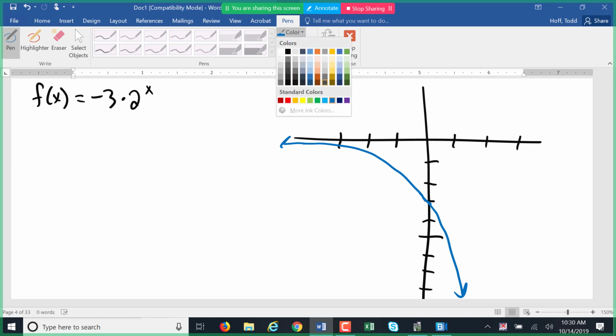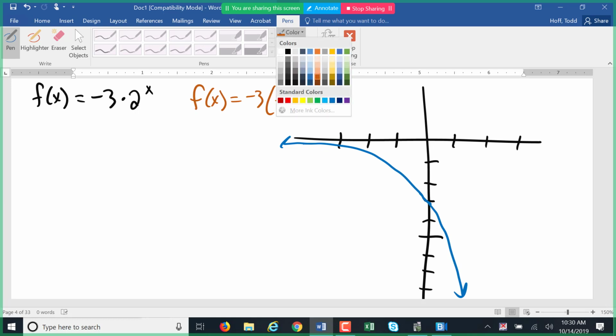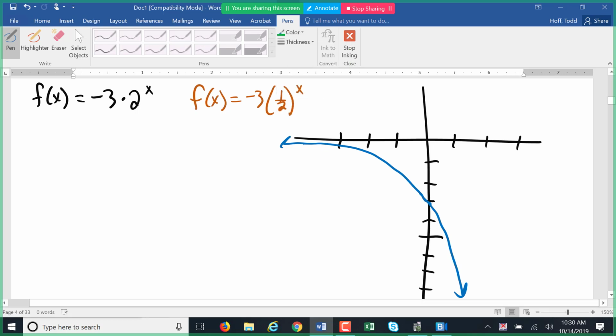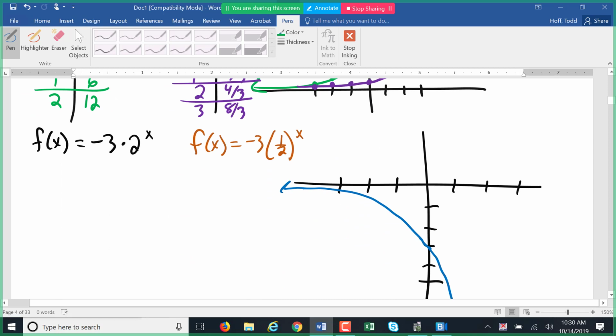So you could probably guess if I switched it around and did f of x equals negative 3 times 1/2 to the power of x, we have the opposite effect. 1/2 to the power of x, if you recall, went backwards like this, going through 1. 3 times 1/2 to the power of x would have stretched it out vertically like this. Negative 3 flips it over and stretches it out.